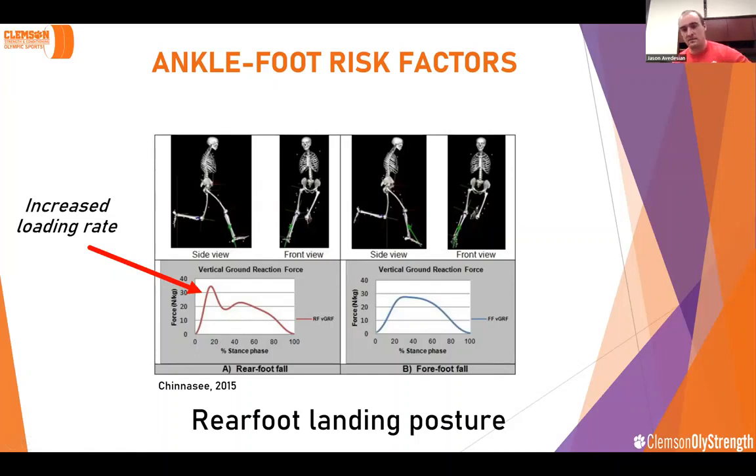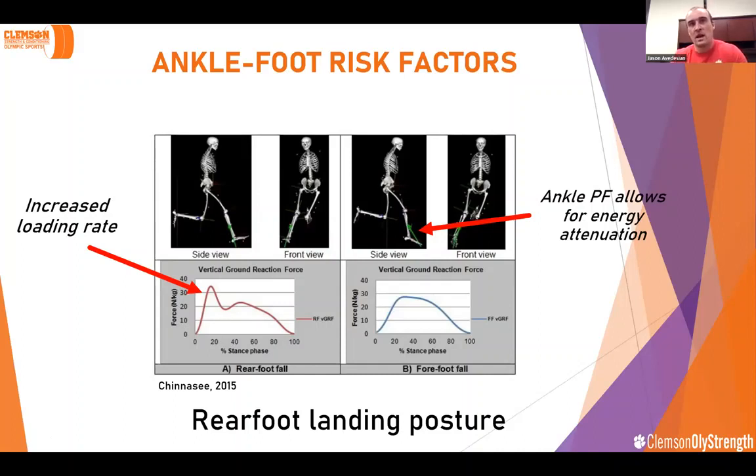We hit that big thud there initially. So we'll see potentially an increased loading rate initially during that stance phase, whereas ankle plantar flexion initially upon landing allows us for some energy attenuation through dorsiflexion, and that can also help synergistically with subsequent knee flexion and hip flexion as well in terms of energy attenuation.